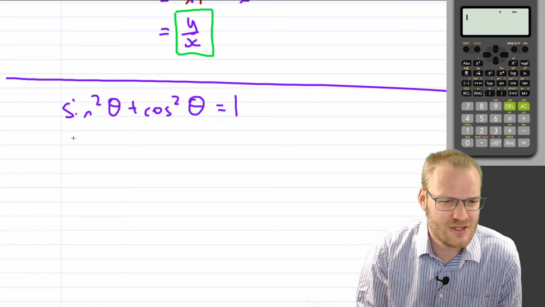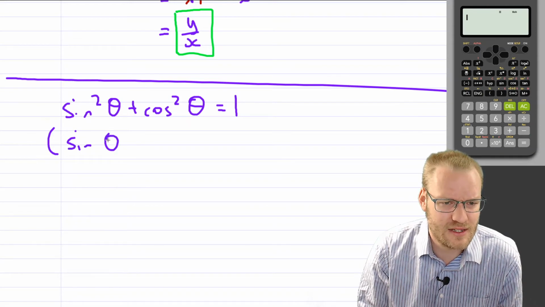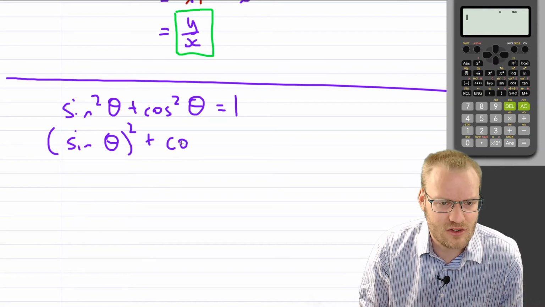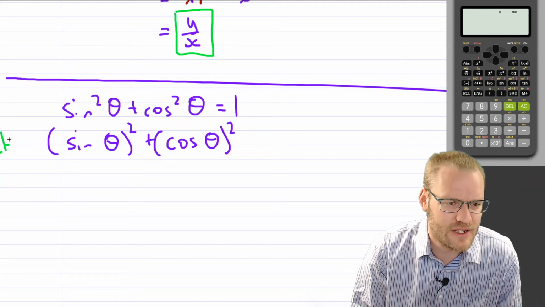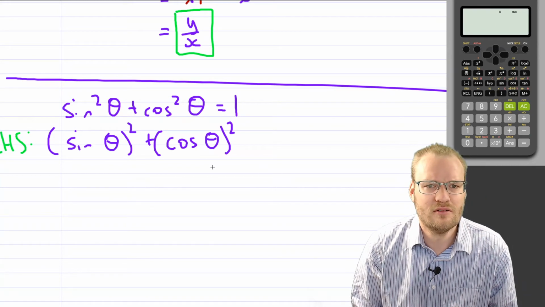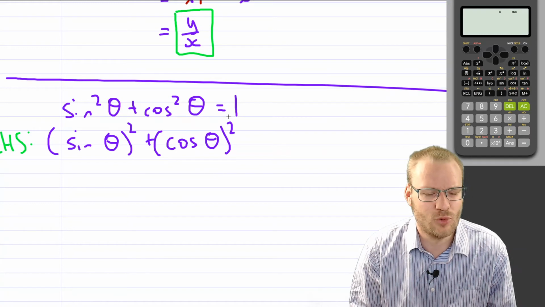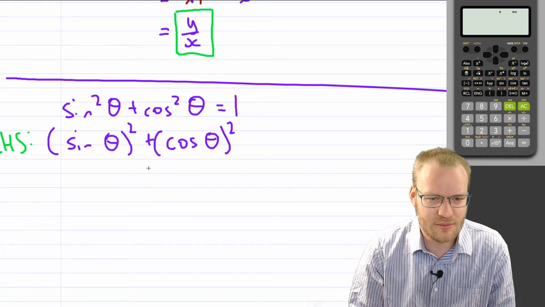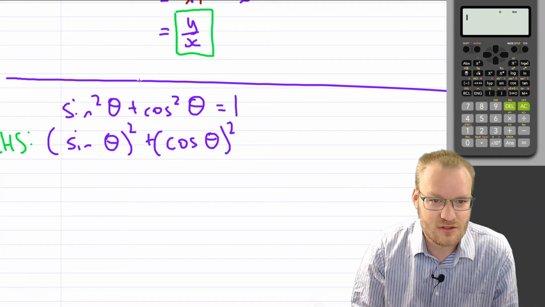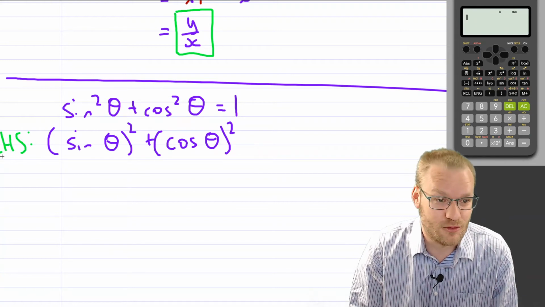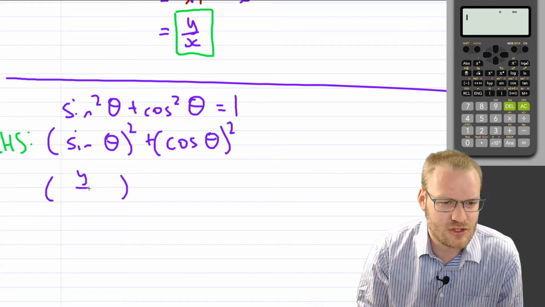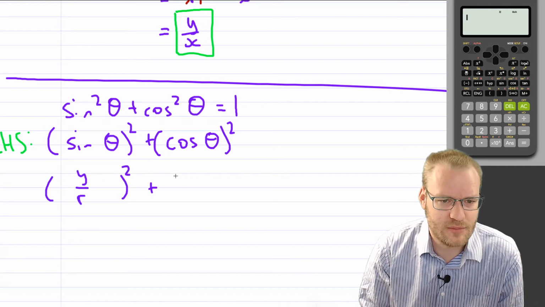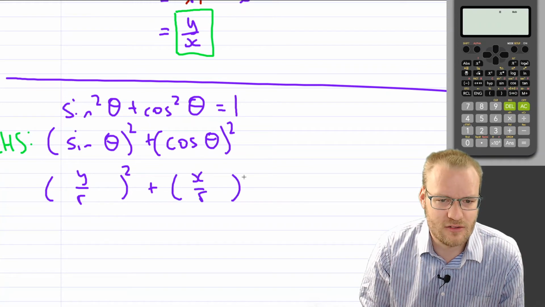So what does this mean again? This means sine theta all squared. And cos squared theta is just a short way of saying cos theta squared. So let's just look at our left-hand side and see if we can manipulate it and get it equal to 1. And this is what we're going to be doing in this section, very much proving these identities, not just the fundamental ones, but given anything, and we're going to prove them. So sine theta, maybe you remember sine is just y over r, so that's squared, plus cos theta, that's x over r squared.